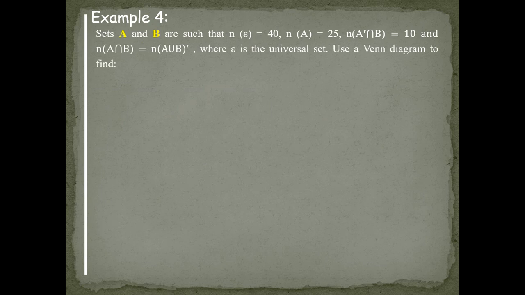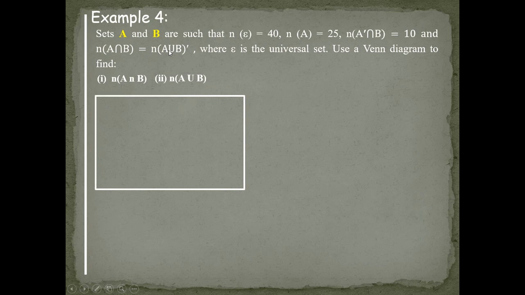Example 4. We can analyze that information and try to interpret it. We have sets A and B. The number in the universal is 40. The number of A is 25. Now outside A but within B, this is B only, is 10. The number of A intersection B is equal to the number of A union B complement. That is, the elements that belong to A and B are the same as the elements that do not belong to the union of the two sets. We can put that in a Venn diagram.